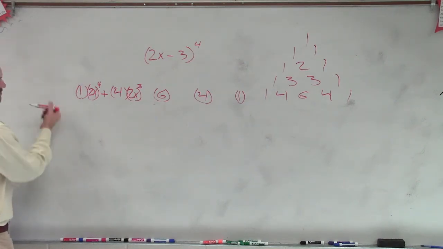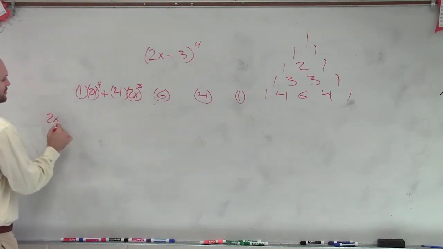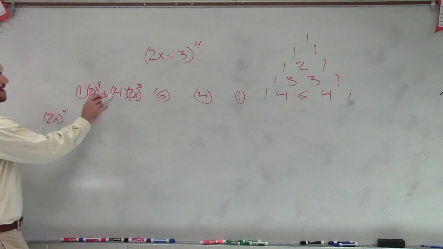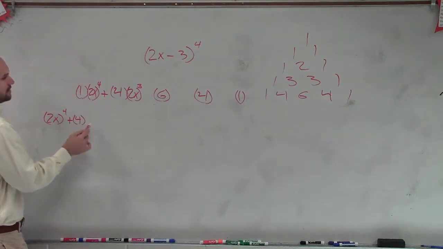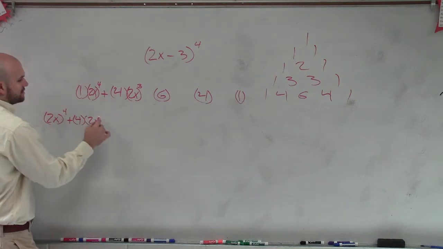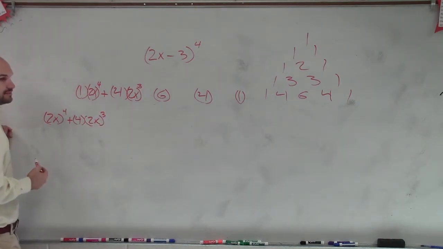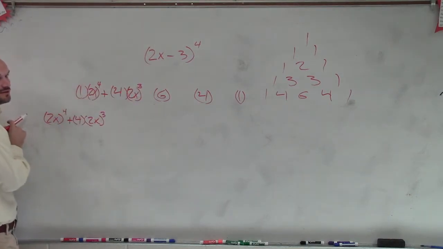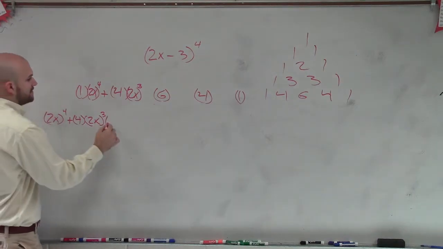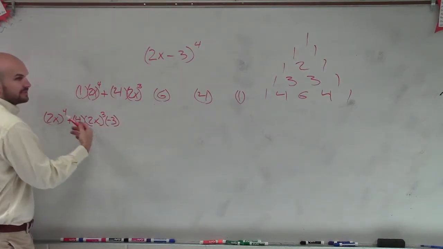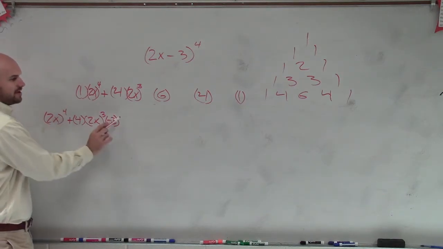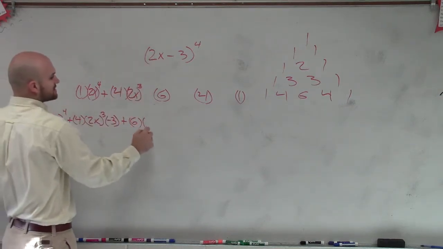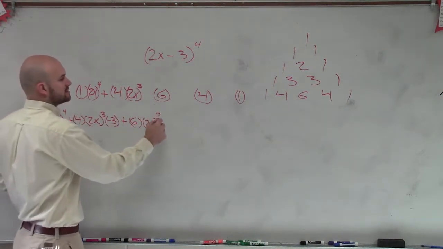So we have 1, which we don't really care about because the 1's not going to change. So I have 2x to the 4th. Then I multiply by 4 times 2x cubed. But now it's cubed, so now I have my negative 3, raised to just the first power, because it starts at 0, then goes to the first power. Plus 6 times 2x raised to the second power.